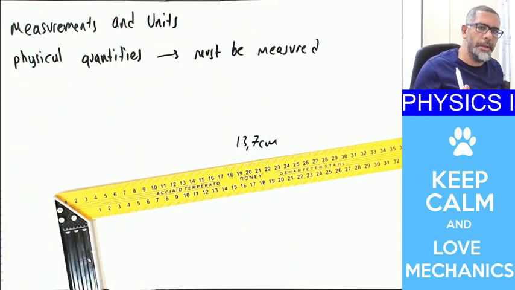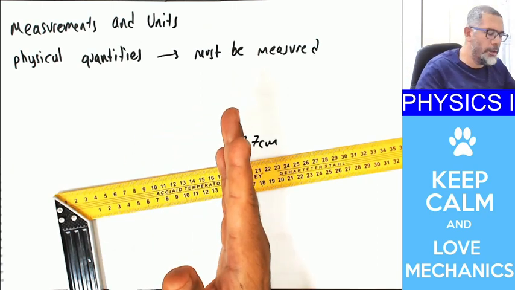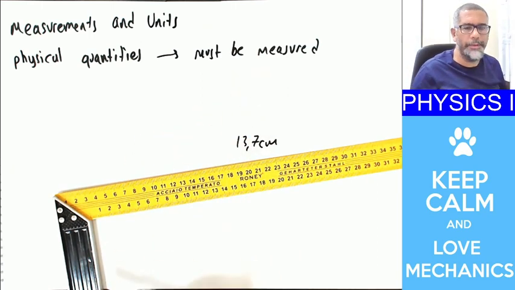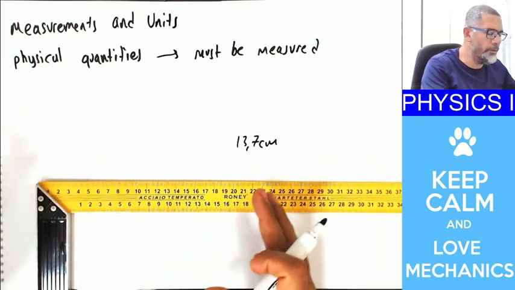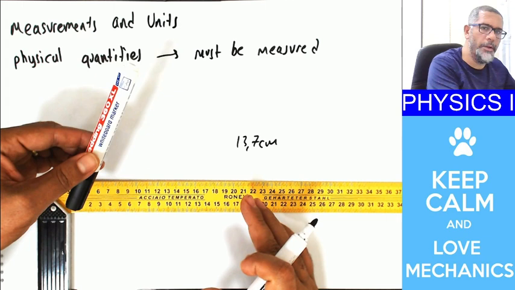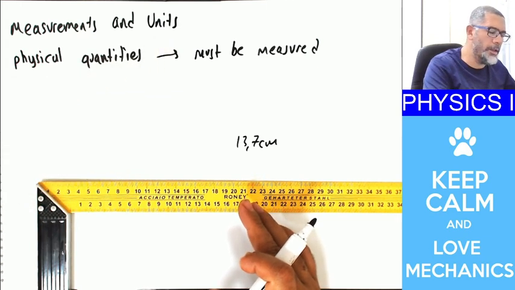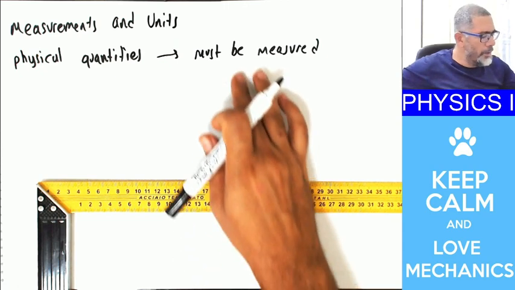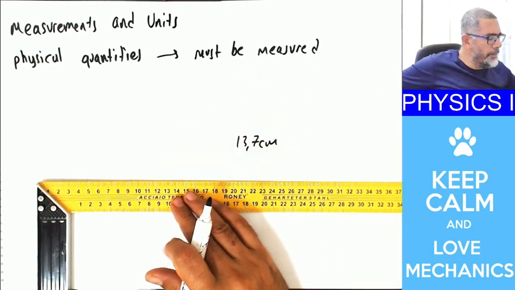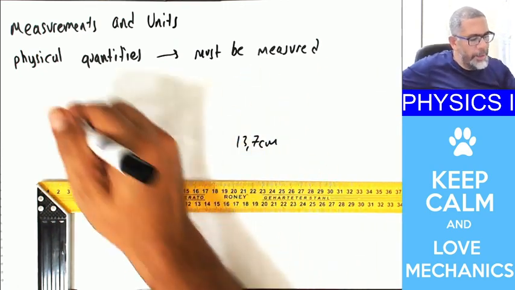So there's always a reference, and we just compare the length of anything that we want to measure to that reference. It's standard. Every centimetric ruler will give the same value for this. So it needs to be a standard device. So this is a measurement, basically, just like length, right?